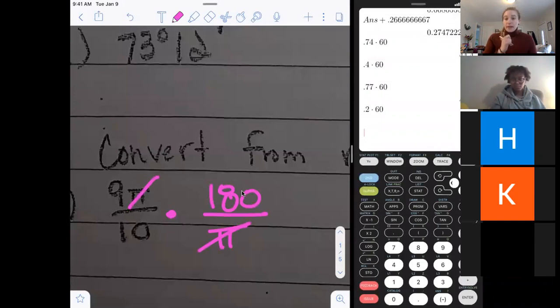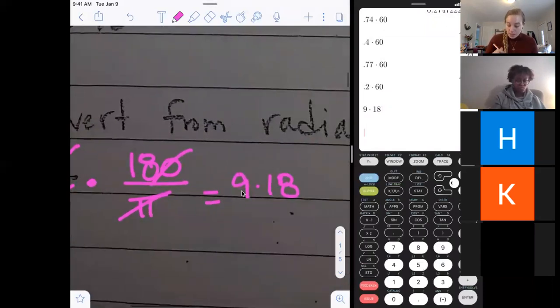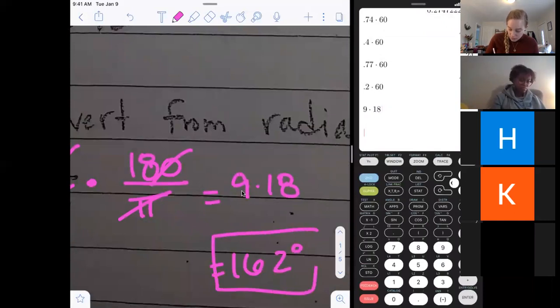Again, I want this in a fraction as long as possible. So I've got my pi's cross out. I also can do 10 and 180. So the 10 crosses out and I'm left with just 18. So this is like 9 times 18, which I can do in my calculator. I don't want you to do the decimals in the calculator for this one at least, but we can multiply 2 numbers in our calculator. So that gives me 162 degrees.